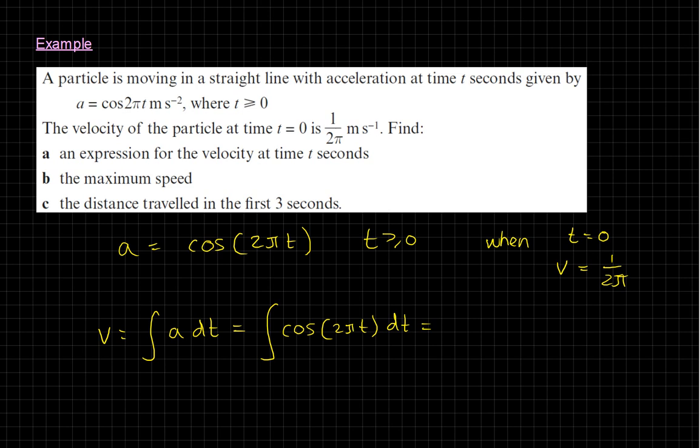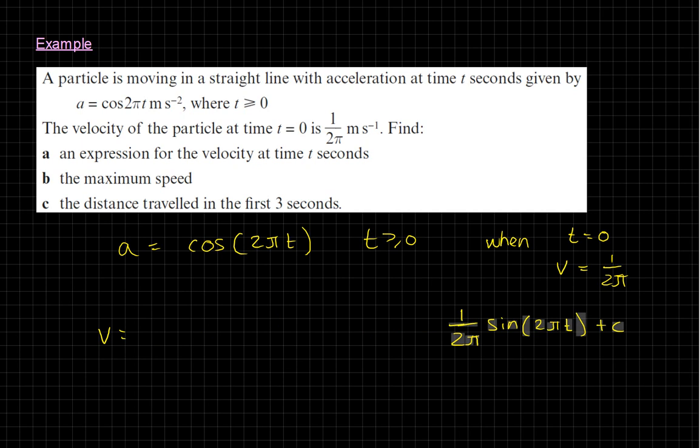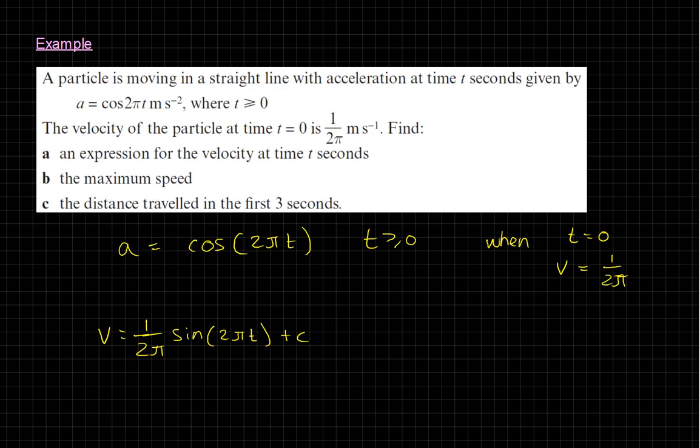And so what's that equal to? Remembering our rules for integrating trig functions: 1 over 2 pi sine of 2 pi t plus c. Okay, let's just make a bit of space. Okay, so we want an exact expression, right? This is almost there, but there's a problem, which is we still have this plus c.